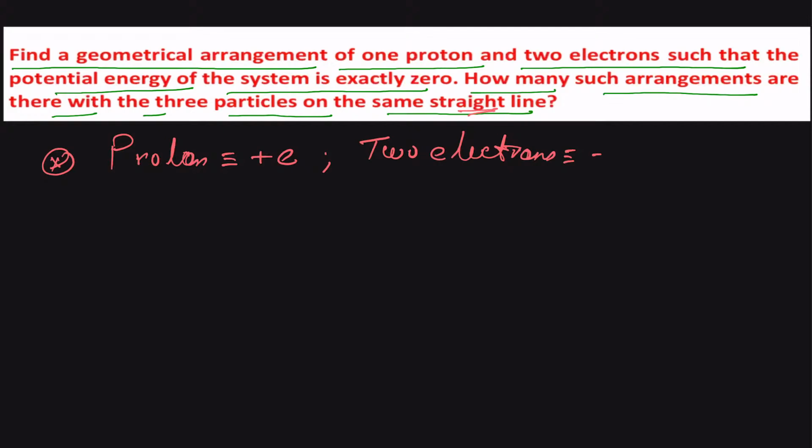So we are given that we are having a proton. So we can write that as plus e, and we are having 2 electrons, and we can write them as minus e and minus e.